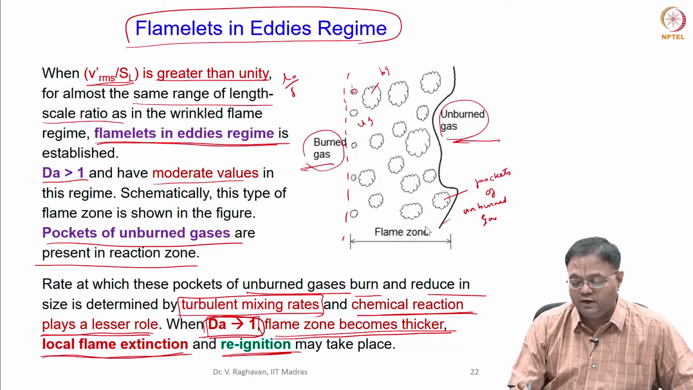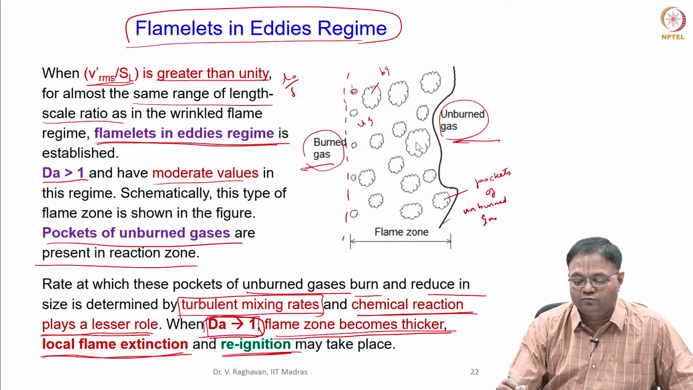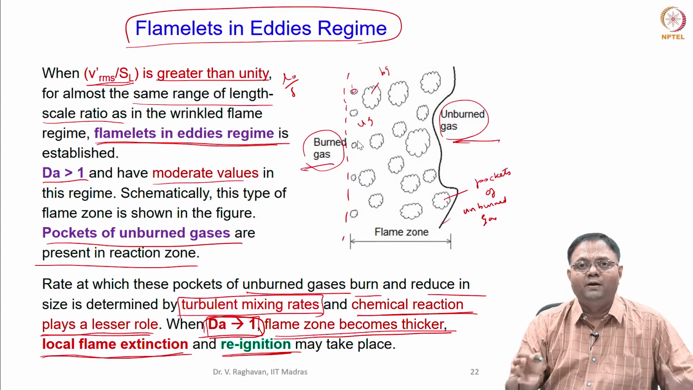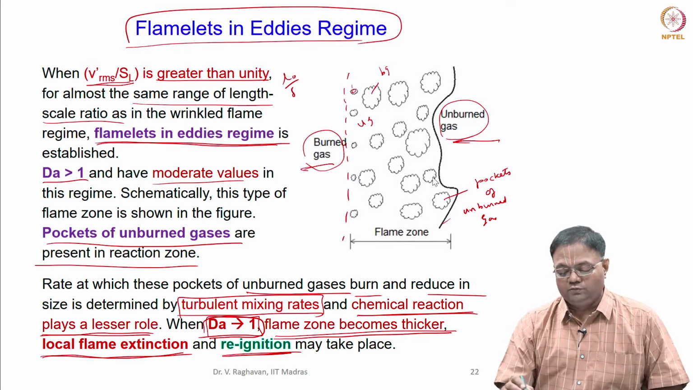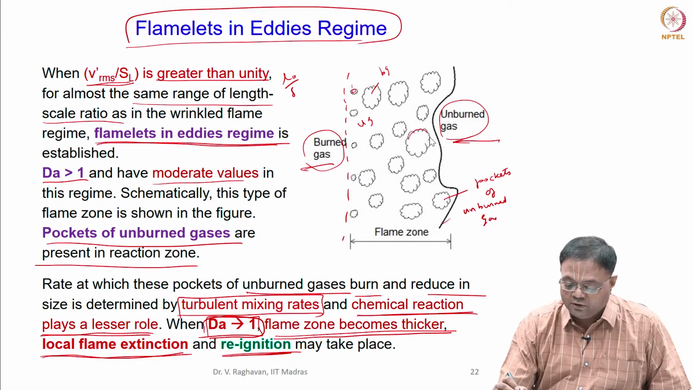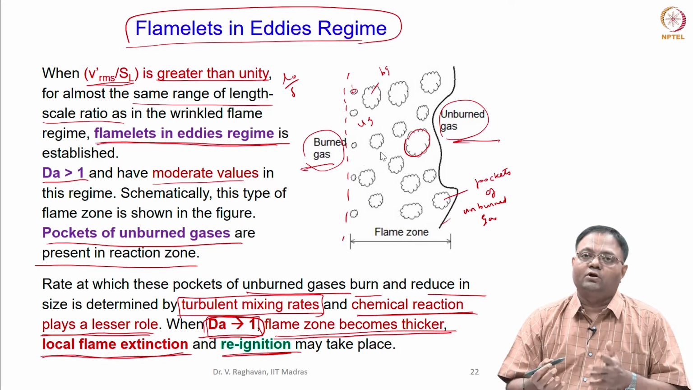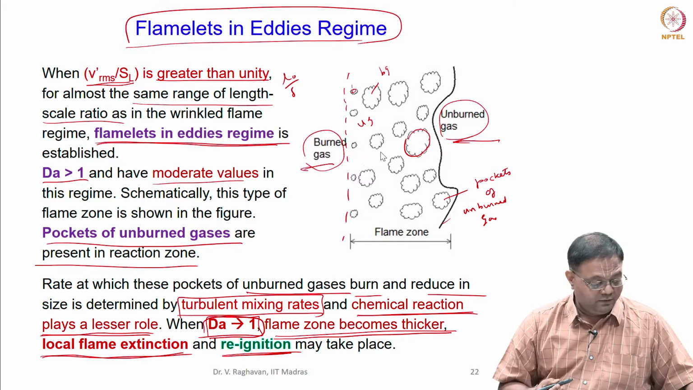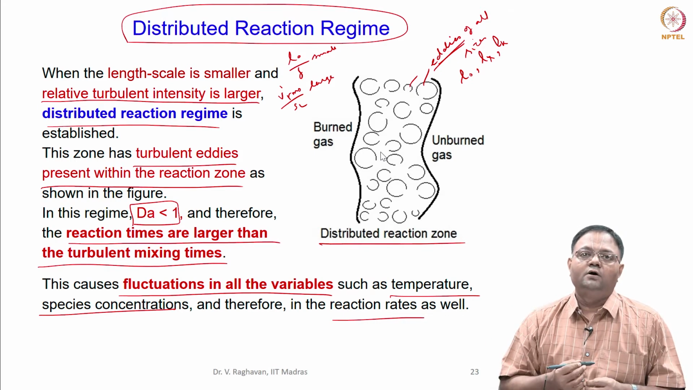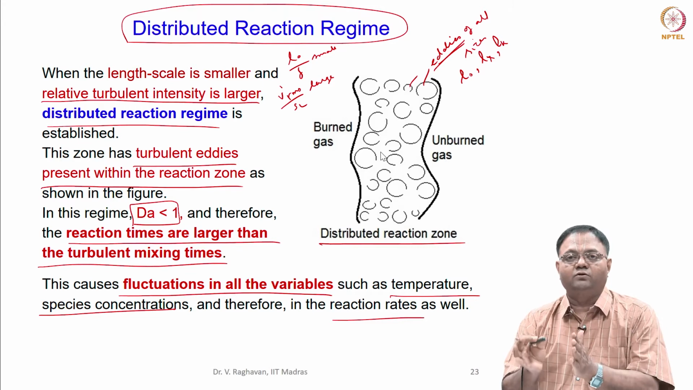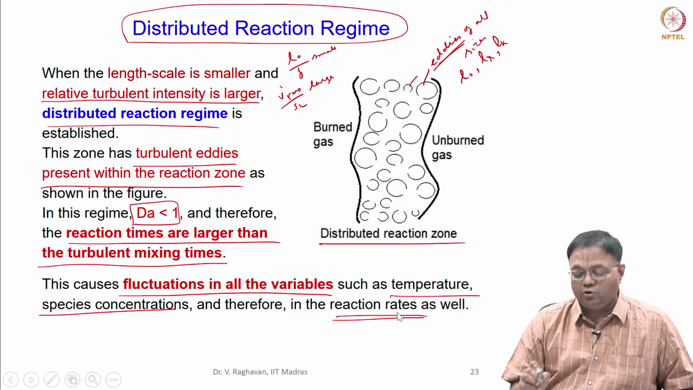Here you can see that kinetics is contributing to a small extent, but there are pockets. Smallest to medium size eddies can penetrate into this reaction zone, which will govern the conversion of these pockets alone. Basically, outside of this the reaction rates are controlled by the chemical kinetics only, but in this third case, only the eddies are going to take over the reaction zone, the thickness of the reaction zone and how fast the reaction takes place inside, and so on. So, the fluctuations in all variables are observed here.